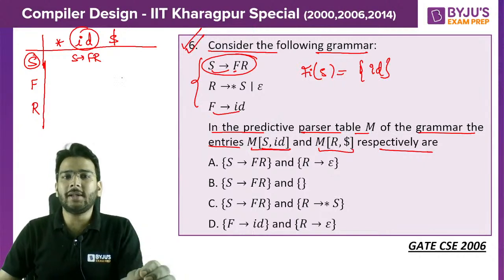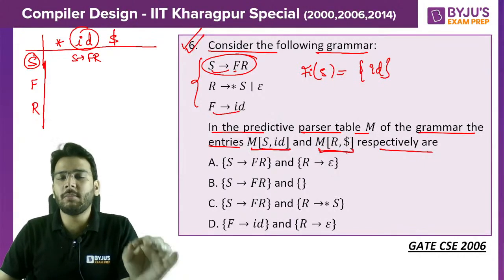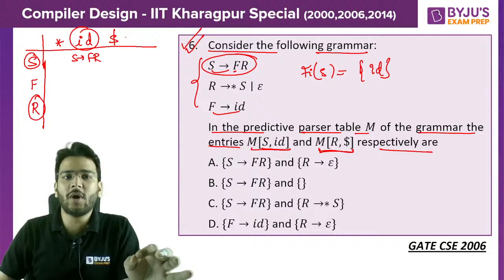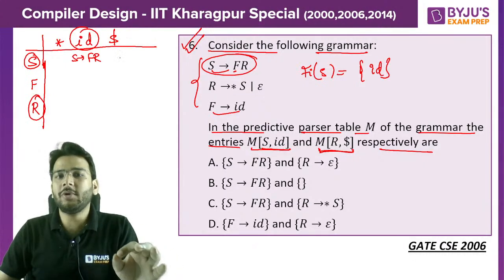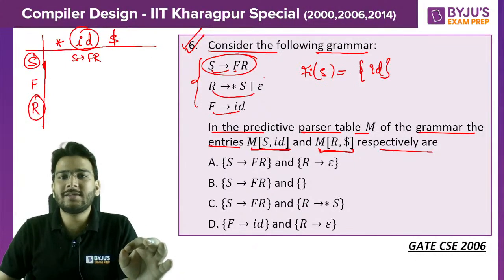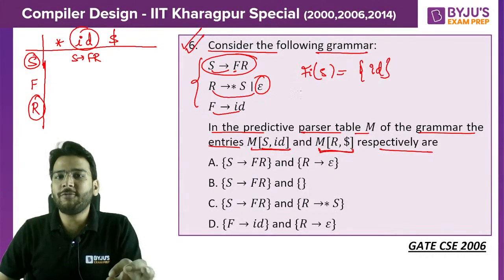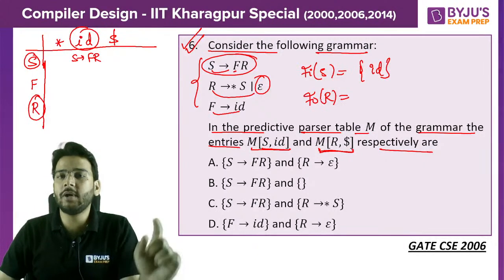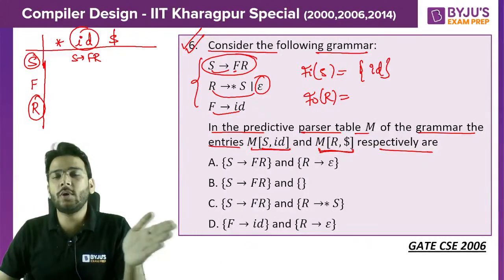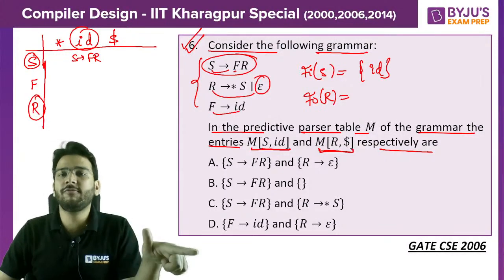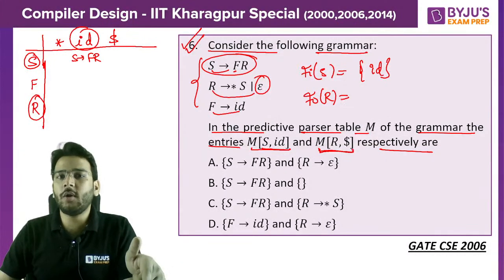Yes. What else? We need to find R comma dollar, that means the R row and dollar column. How to get that? As we can see, this R is deriving epsilon, so you have to find the follow of R. In case of LL1, whenever the left hand side directly derives epsilon, find the follow of the left hand side.